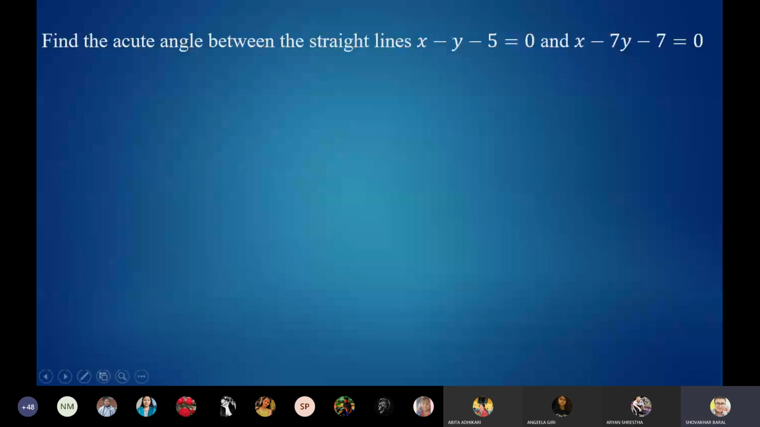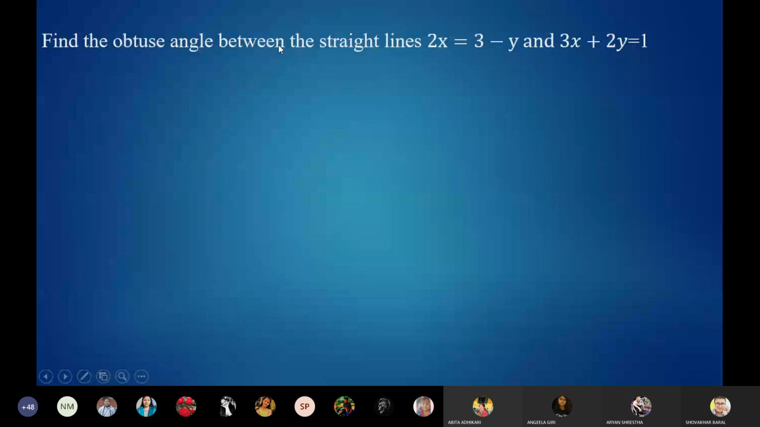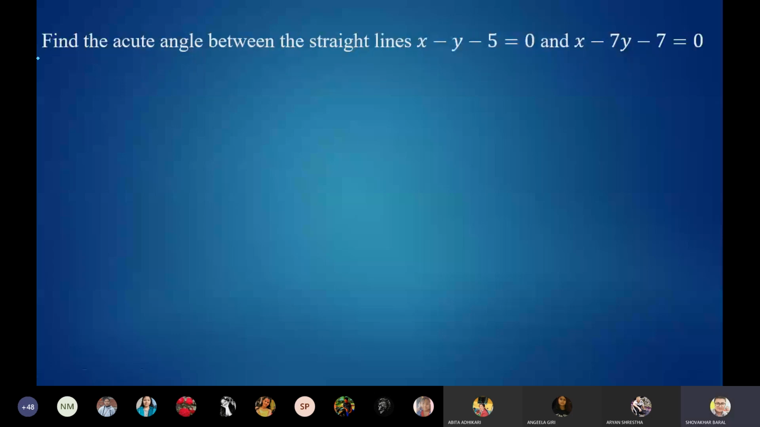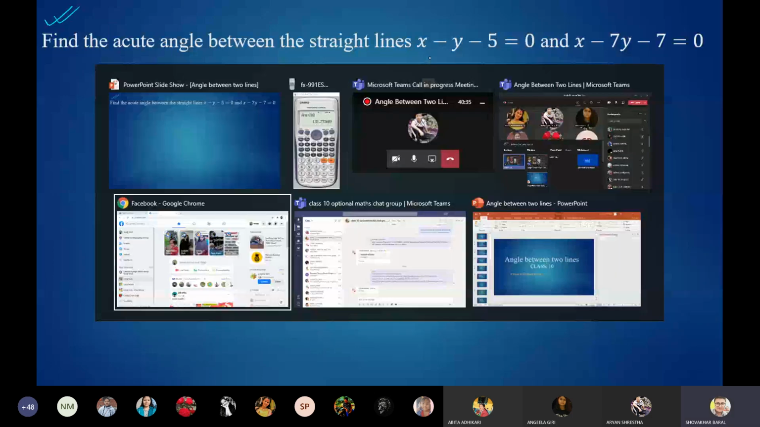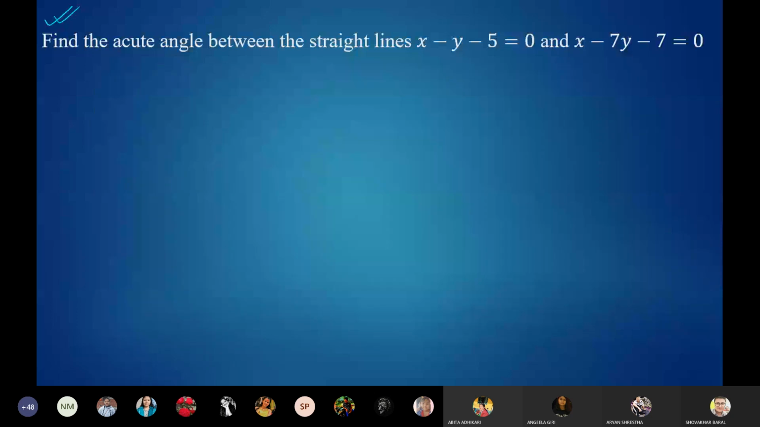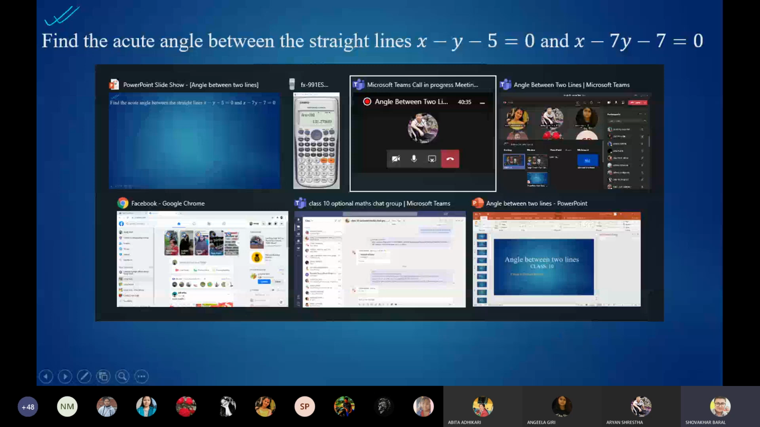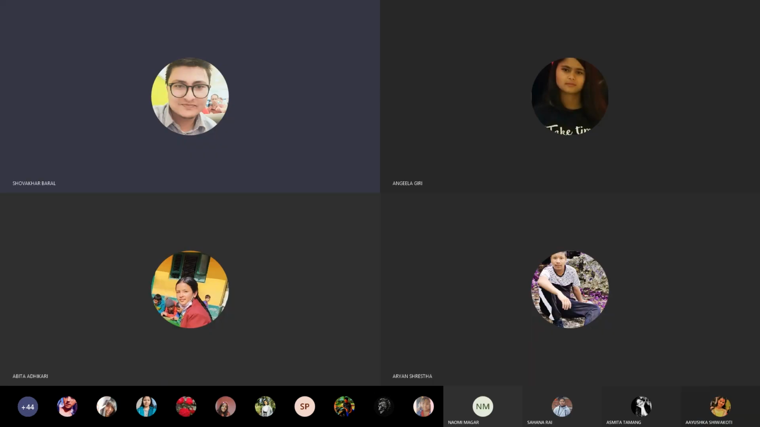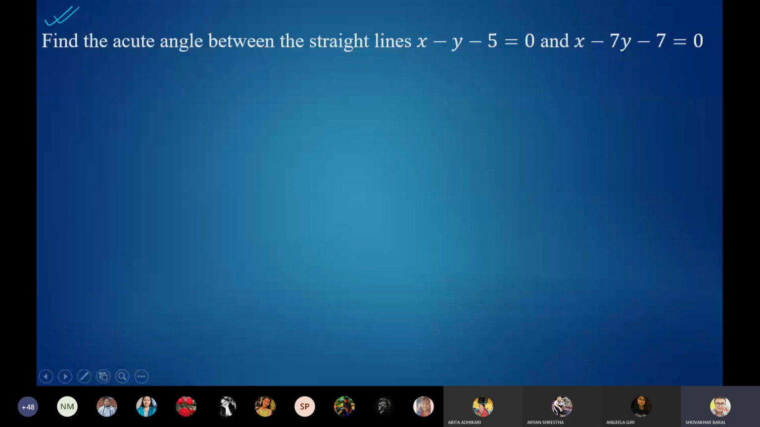Okay, can you solve it or not? Please do it yourself. Just a minute, I'm going to share the PowerPoint only. Please try to do it yourself. Find the acute angle only. You don't need to find the obtuse angle right now.